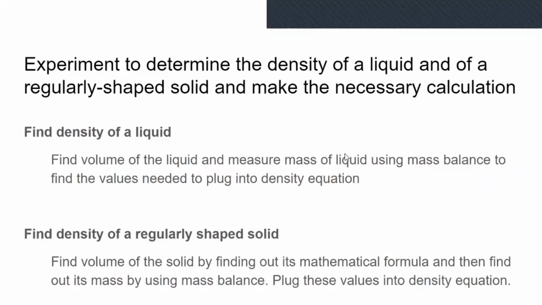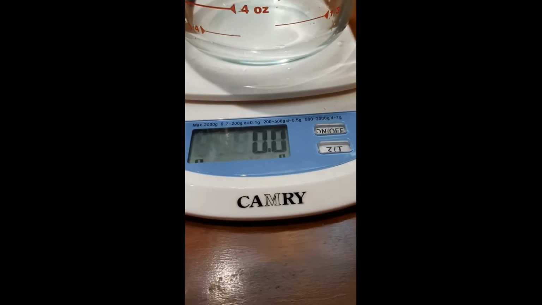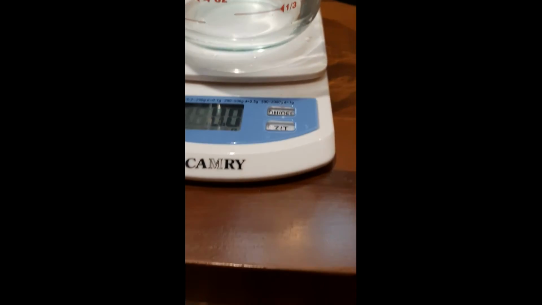Experiment to determine the density of a liquid and of a regularly shaped solid and make the necessary calculation. Find the density of a liquid. First, you have to find the volume of the liquid and measure the mass of the liquid using a mass balance. To find the values needed to plug into the density equation, I will give you an example. This is how to calculate the density of a liquid, and my example will be H2O. So we'll find out the mass and volume.